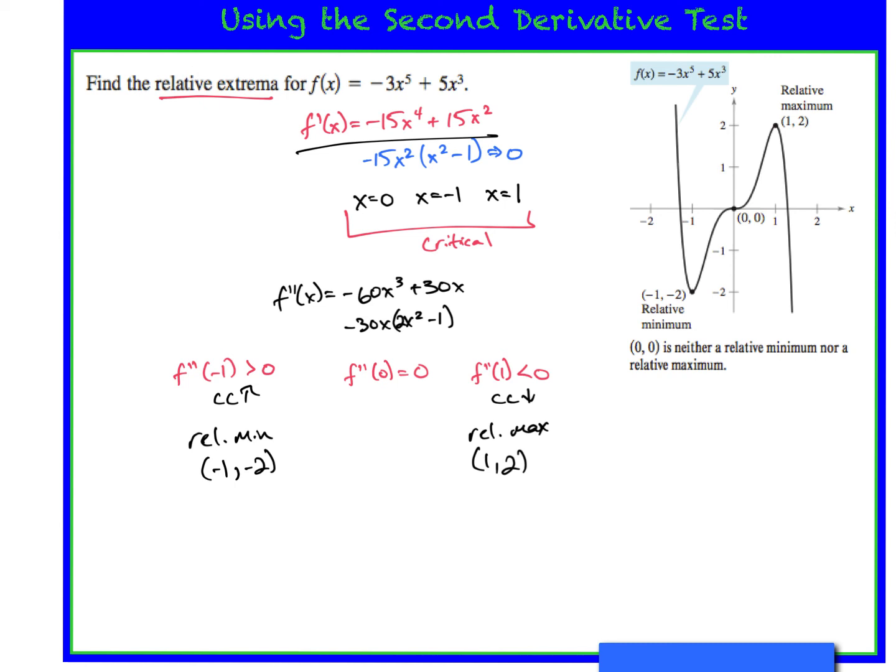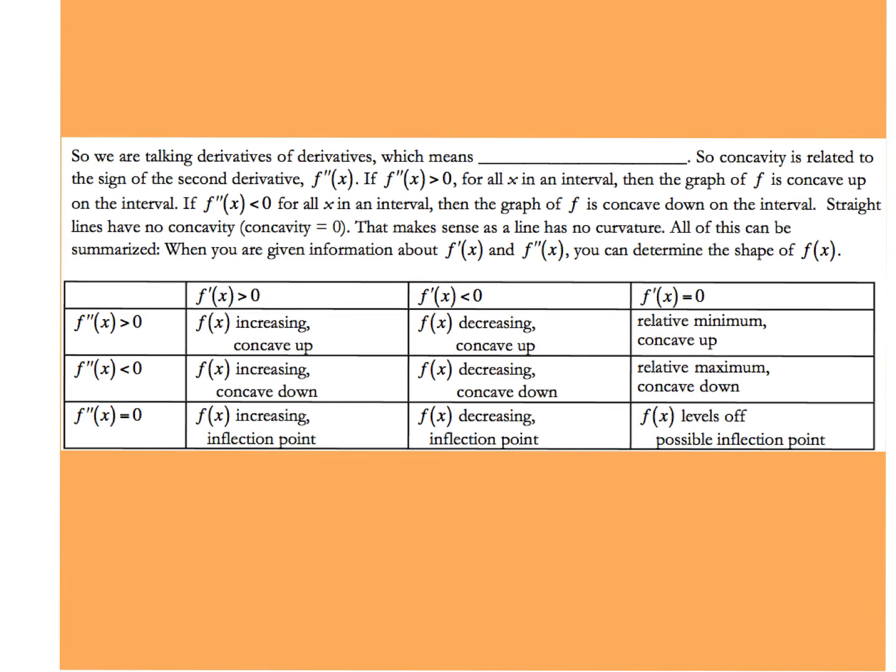Now, did I prove it analytically? I did not. But at 0, 0, it changes from concave down to concave up. Do you see how that part looks concave down and that part looks concave up? All right. So at 0, 0, it's actually a point of inflection. All right. So when we're talking about derivatives of derivatives, that means concavity. The slopes of the slopes is concavity.